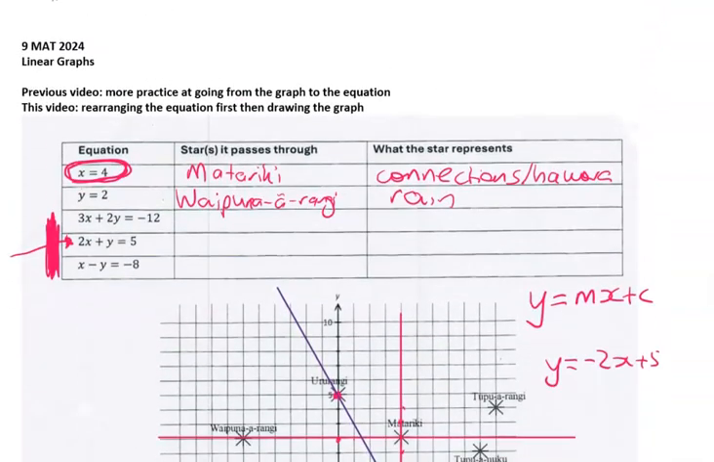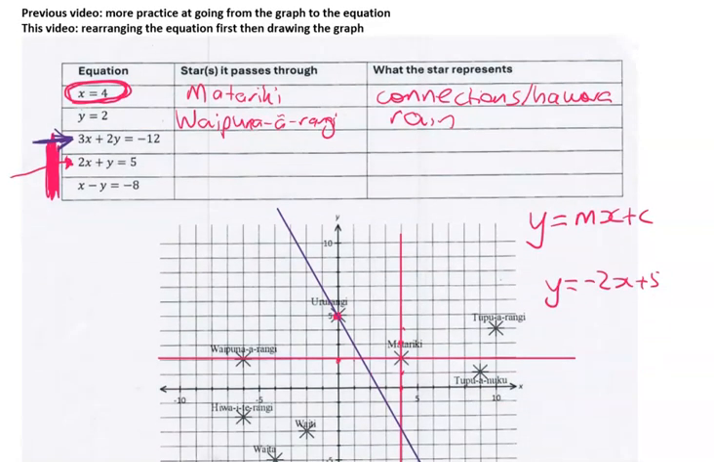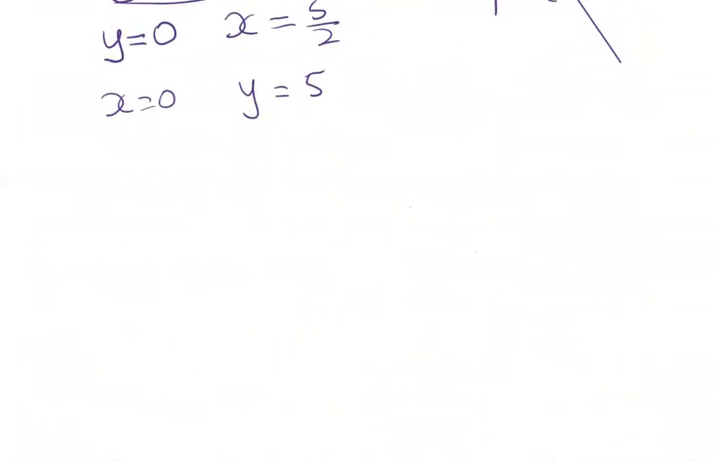I'm going to do the next two now. I'll do this one here, 3x plus 2y is equal to -12. Oh, we didn't finish this off. Hang on. This one here is rearranging, which is wind. Right, okay, now let's look at this one. We've got x minus y equals -8.